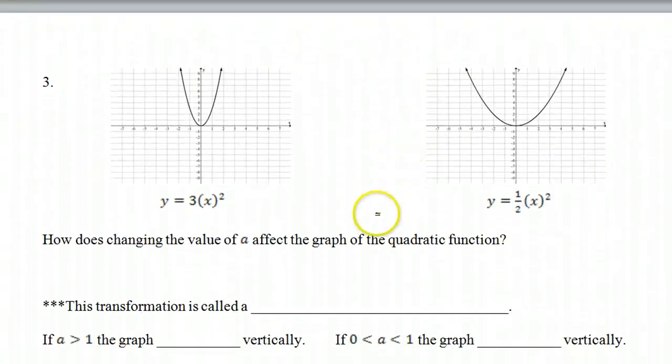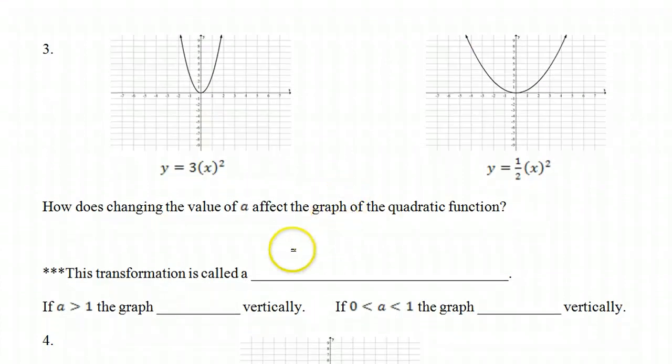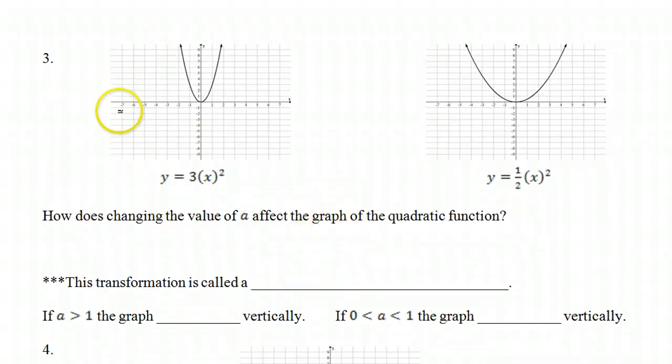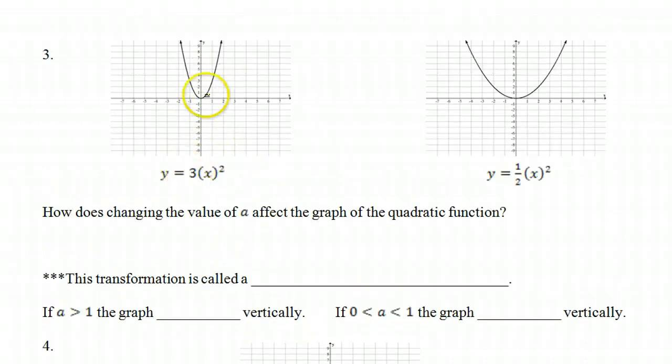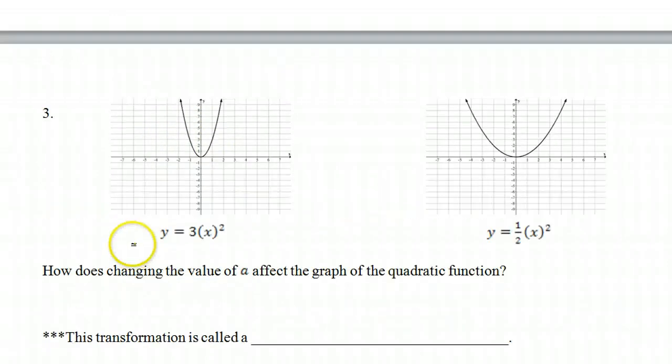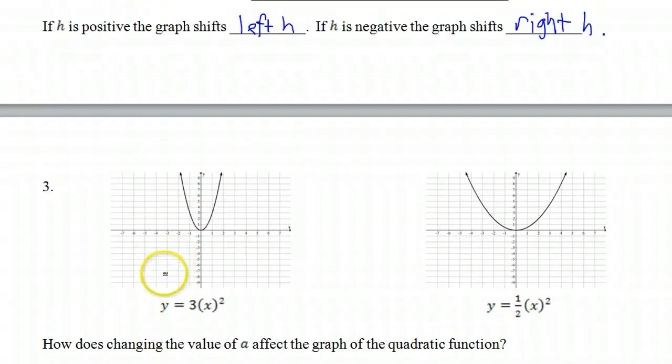Now what's happening here? Look guys, I want you to be careful with this. You'll see that when I have this 3 in front, this graph looks skinnier, more narrow than the parent function. However, I don't want you to use that word mathematically when we're talking about what the 3 does, because that's just an illusion. The parabola is not really getting narrower.